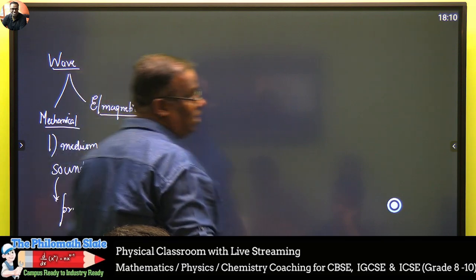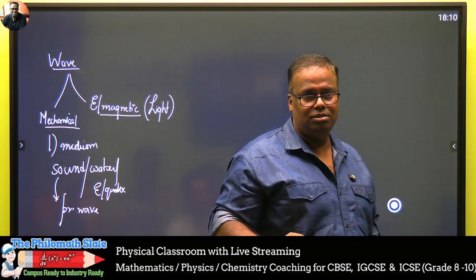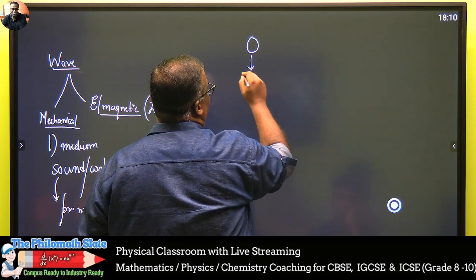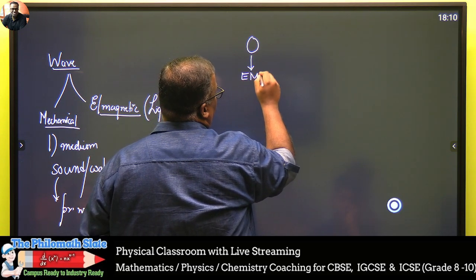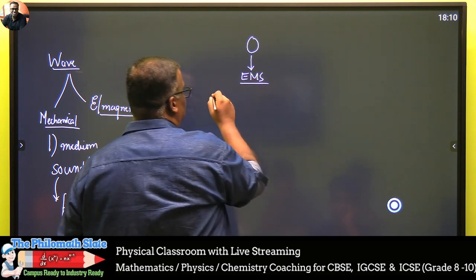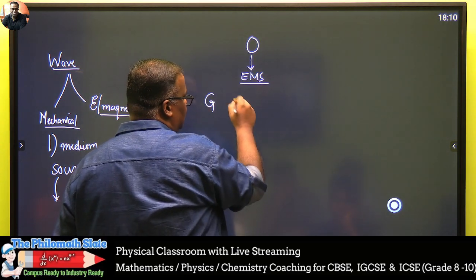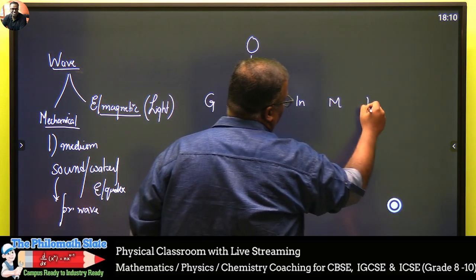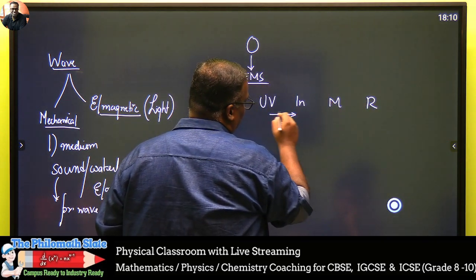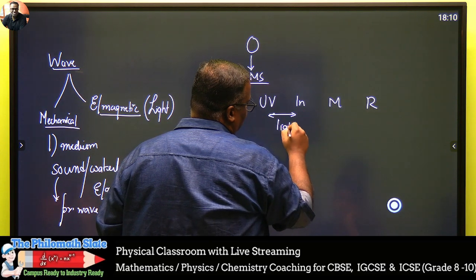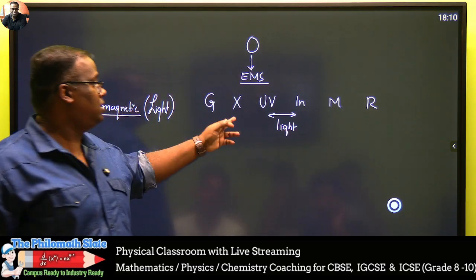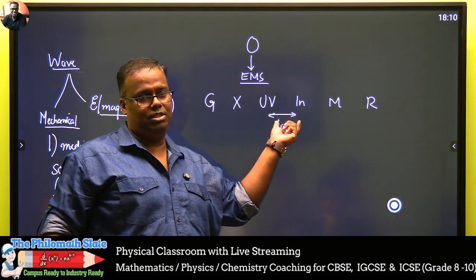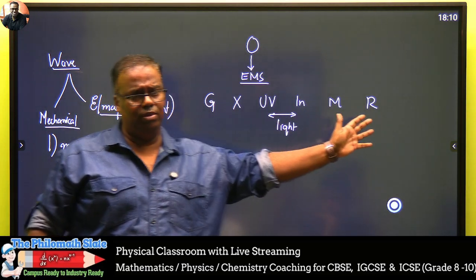Light is electromagnetic. Light is the visible portion. This is the sun. The sun gives you something known as the electromagnetic spectrum. In this spectrum, we have gamma rays, X-rays, UV, infrared. और ये बीच में जो थोड़ा सा है ना, इसी को आप लाइट देखते हो. Gamma rays, X-rays, ultraviolet, infrared, micro, radio. This portion is light. So all these are electromagnetic waves.